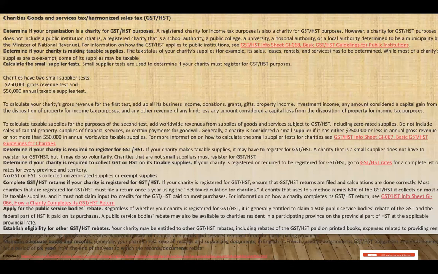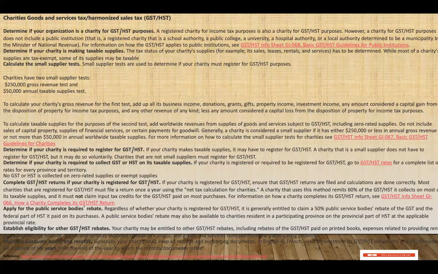If your charity is registered, ensure that GST returns are filed and calculations are done correctly. Most charities that register for GST must file a return once a year using the net tax calculation for charities. A charity that uses this method remits 60% of the GST it collects on most of its taxable supplies.